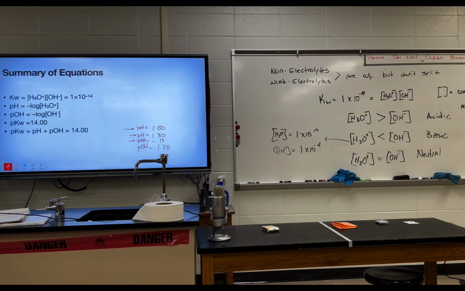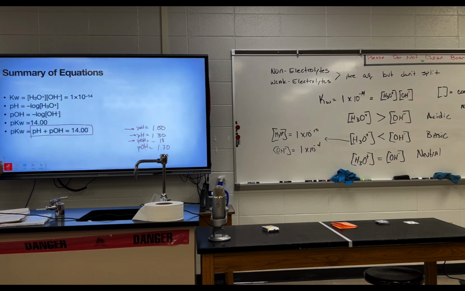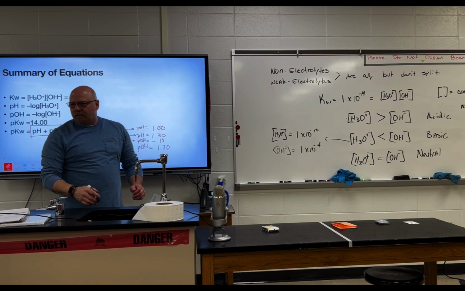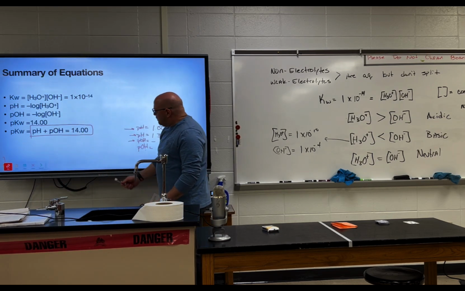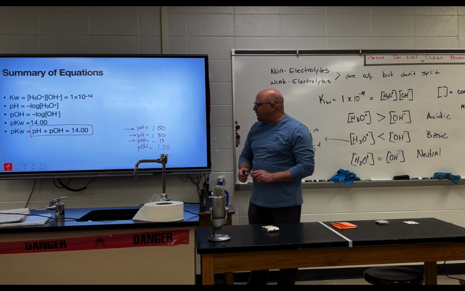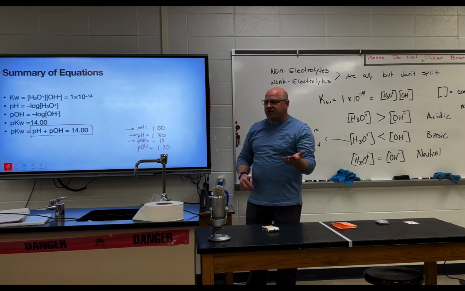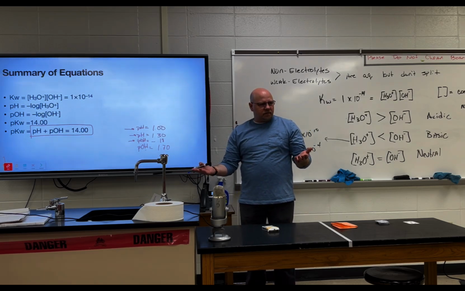Probably the most useful equation you are going to have is this one right here. Anytime you see the letter P, it means you're taking a negative log of that value. So what I have in the box here is probably the most important equation for you guys to know, so you can go back and forth between pH and pOH. Because if you know the pH, you can know the pOH.